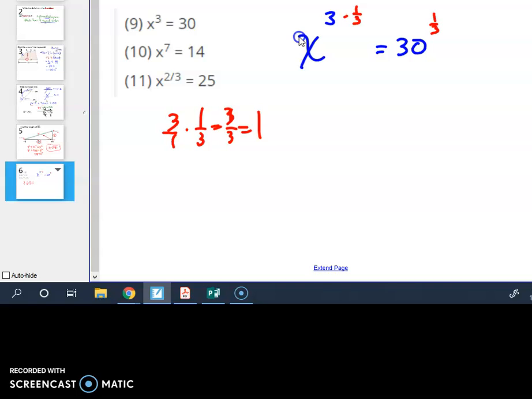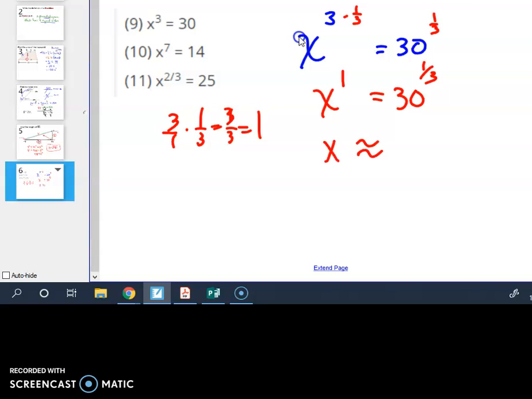Now please understand, it's an exponent of 1/3. I'm not multiplying 30 by 1/3. I'm taking 30 to the exponent of 1/3. So these are exponents we're doing. So 3 times 1/3, that's going to be 3/3, or 1. And again, that's the exponent. I want the x to have a 1. And then I'm putting in the calculator 30 to the 1/3 exponent.